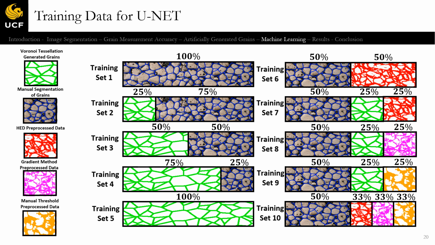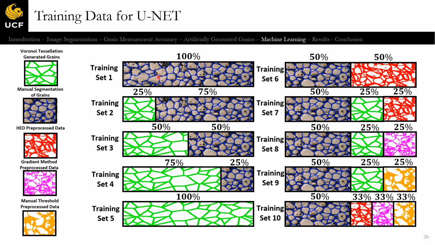Noise means the pixels classified as grain boundaries when they are in fact not grain boundaries and should be classified as a grain. And still, 50% of each of those was trained on the manually segmented grains.